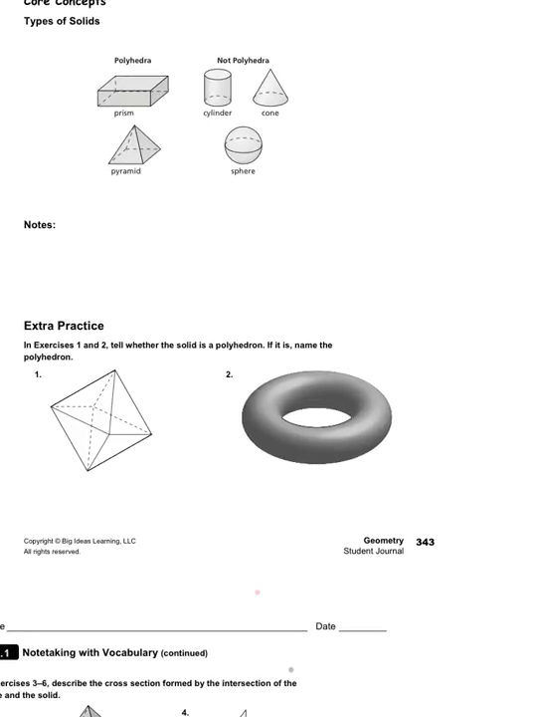So let's look at some examples. In the extra practice, for the first one and the second one, it says to determine whether or not the solid is a polyhedron. If it is, name the polyhedron. For the first one, I would say that yes, it is considered a polyhedron because it is bound by flat surfaces. And the type of polyhedron this is, is a convex octahedron.